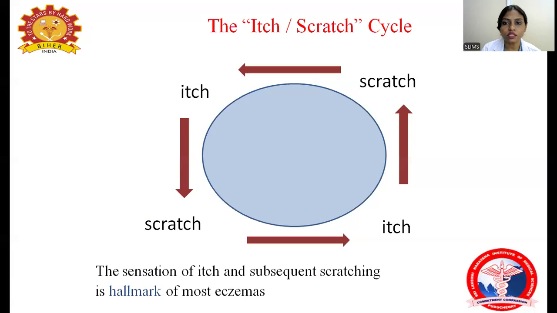This diagram shows the itch scratch cycle. Following the itching sensation, the patient scratches, and this in turn gives rise to subsequent itching and scratching. This is the hallmark of most eczemas, the sensation of itch and the subsequent scratching.